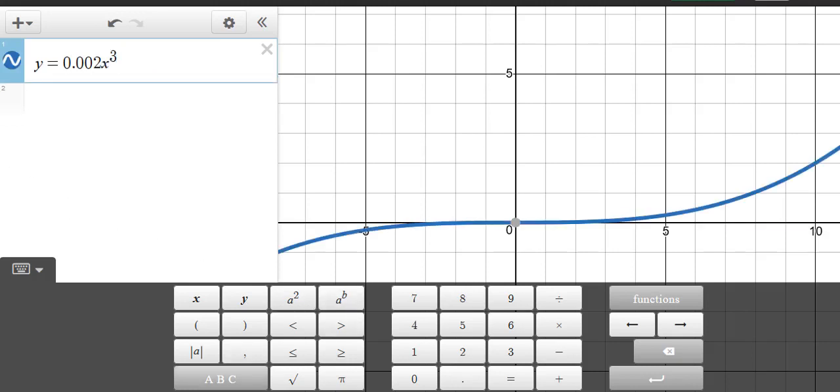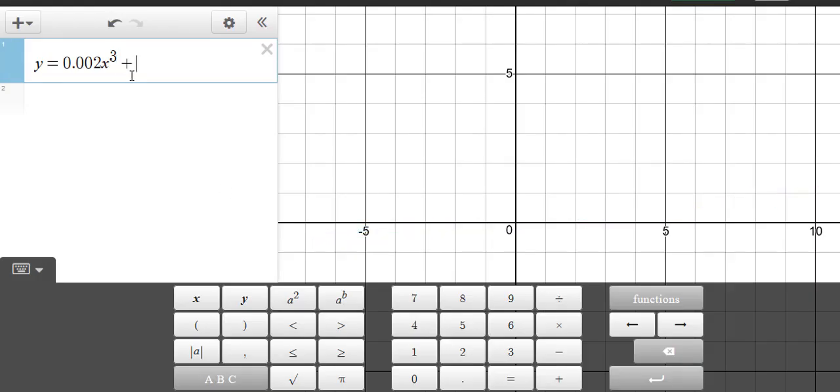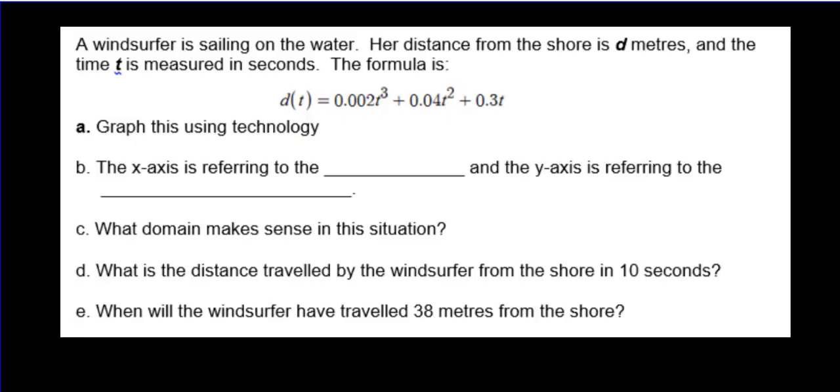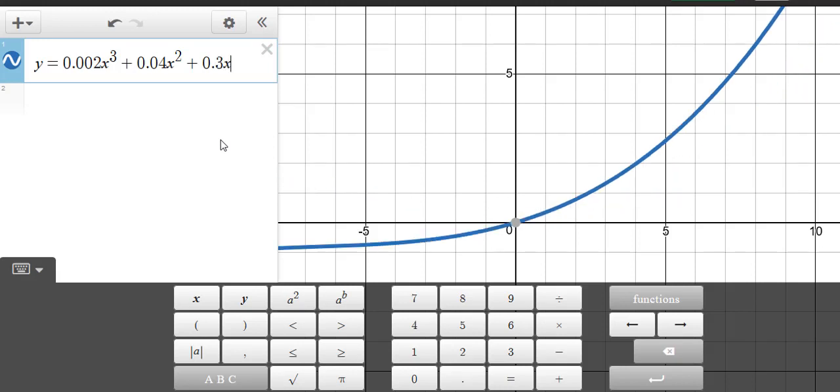In fact, I'm not going to try and talk too much while I'm typing it in because I'm sure you can do it. Plus 0.04x squared. I can push the squared button there, it's quicker. Next is plus 0.3x. Okay, we now have our situation.